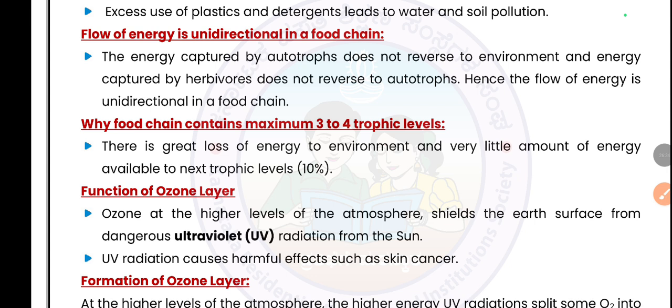Function of the ozone layer: ozone at the higher levels of the atmosphere shields the earth's surface from the dangerous ultraviolet UV radiation from the sun. UV radiation causes harmful effects such as skin cancer.